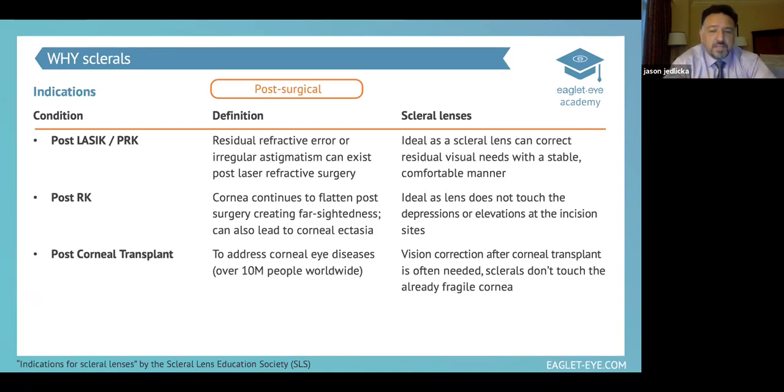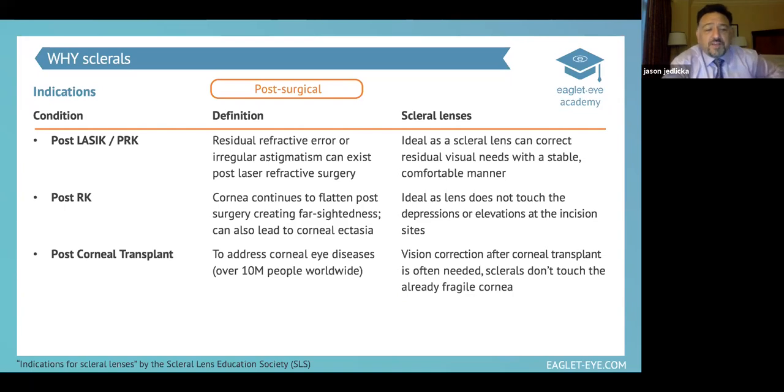Similar for our post-RK patients. Again, these folks often have irregular astigmatism due to their corneal shape, and so the scleral lens can give them better quality of vision. As well, our post-RK patients can have corneal fluctuations where their prescription can literally change from morning to evening. And with a soft lens or glasses, we don't see a stabilization of that effect. But with scleral lenses, where the lens holds its shape and allows the cornea to change under it, we can stabilize people's visual quality through the course of the day.